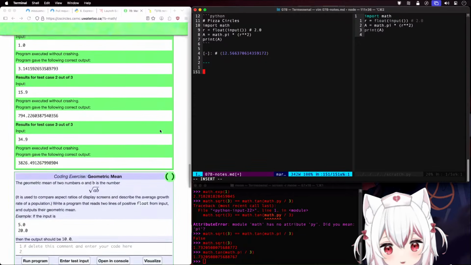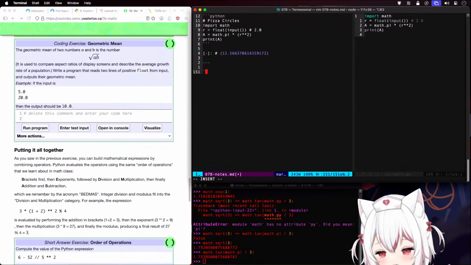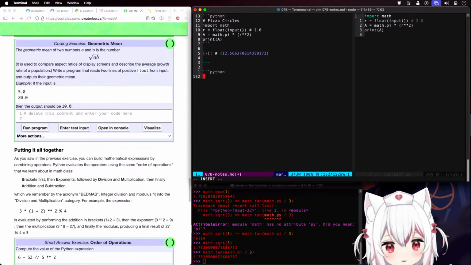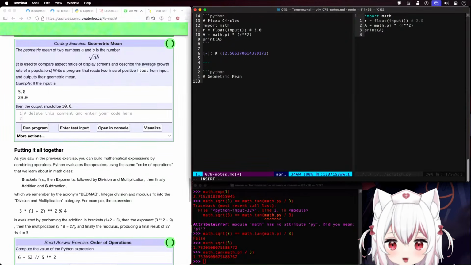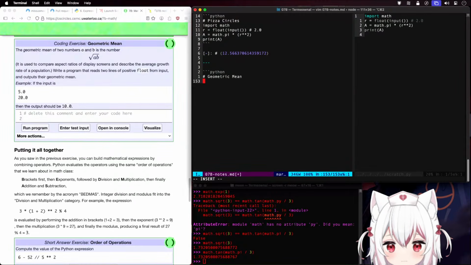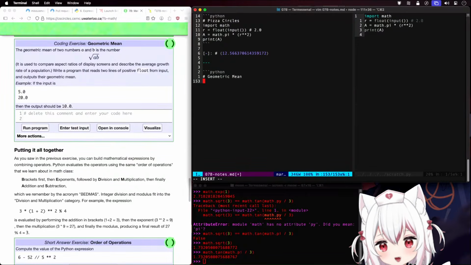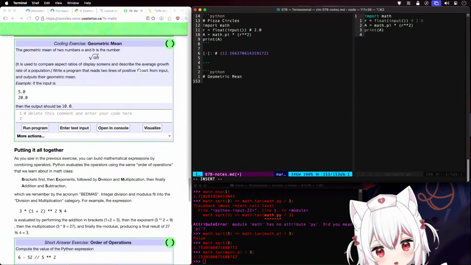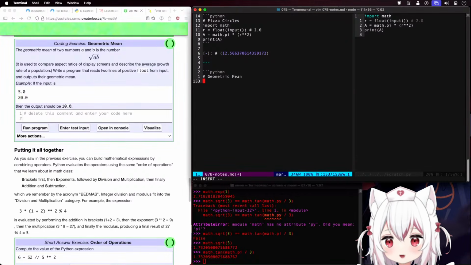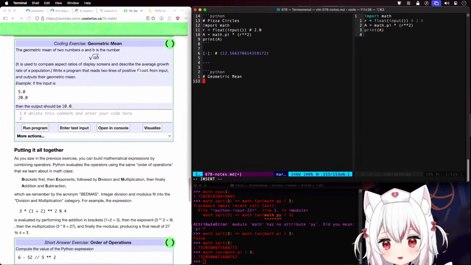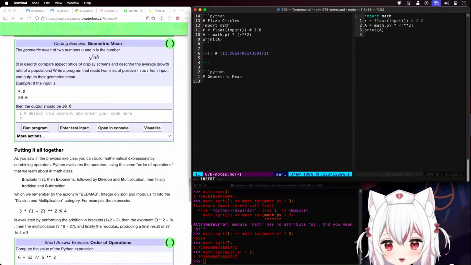And then we have another one. Geometric mean. The geometric mean of two numbers a and b is the square root of a times b. It is used to compare aspect ratios of display screens and describe the average growth rate of a population. Wow. Write a program that reads 2 lines of positive float from input and outputs their geometric mean.